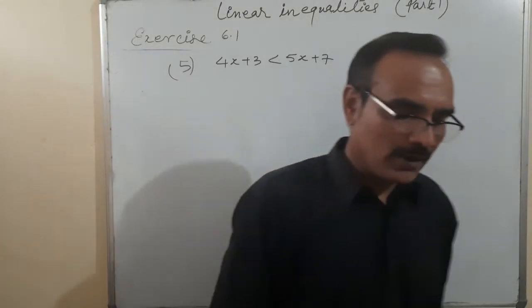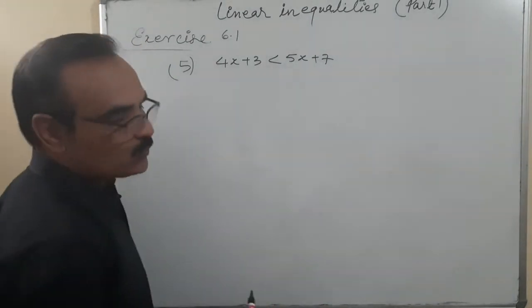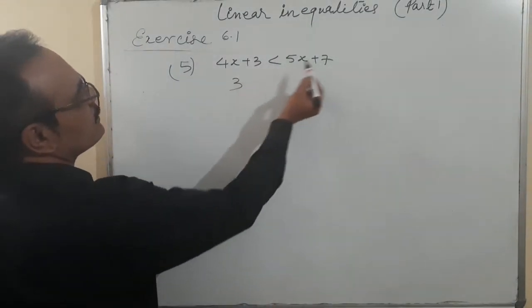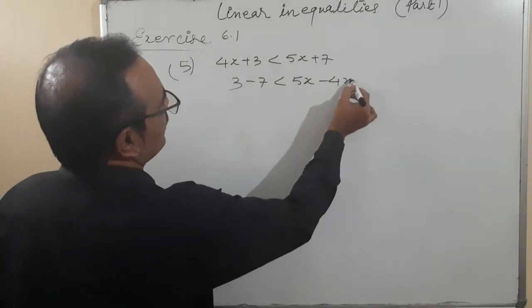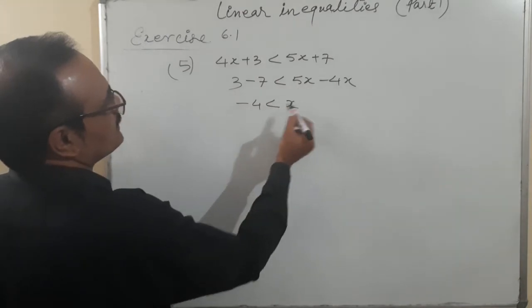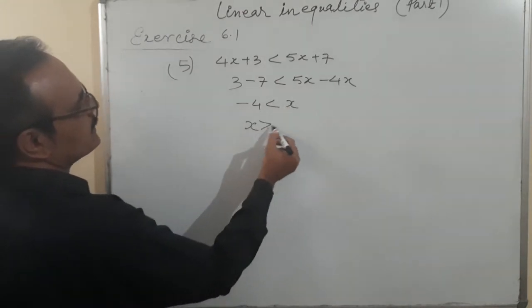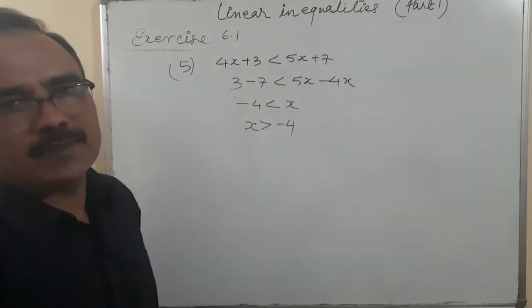Question is find the real values of x. We'll separate x to one side. So this 3 and 7 will be shifted here: 3 minus 7, that is minus 4, is less than 5x minus 4x. It is x. So what does it mean? x is greater than minus 4. So what is the value of x? It's greater than minus 4.